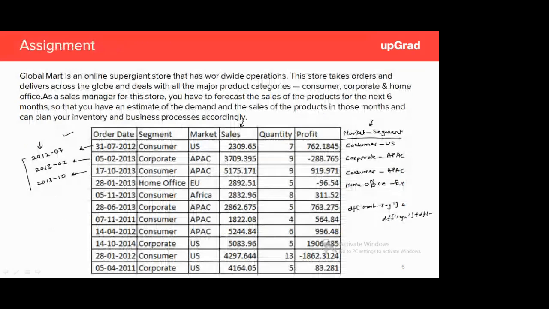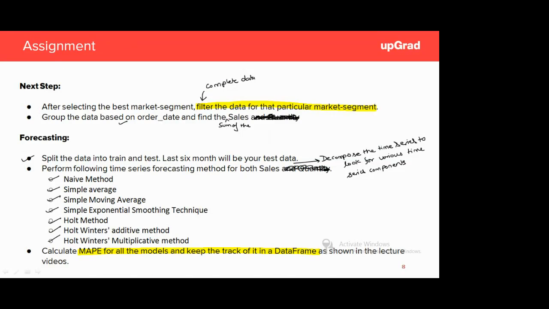You need to find the sum of sales, because now you are going to concat. You are going to group your data based on dates. So for a particular month, what was the total sale?